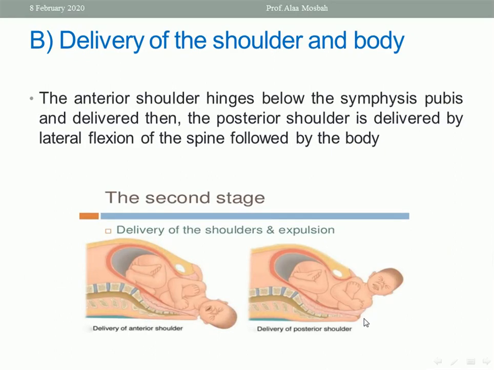Delivery of the shoulder and the body. The anterior shoulder, as in the picture here, hangs below the symphysis pubis and is delivered. Then the posterior shoulder is delivered by lateral flexion of the spine, followed by the body. This is the delivery of the shoulders and the body.